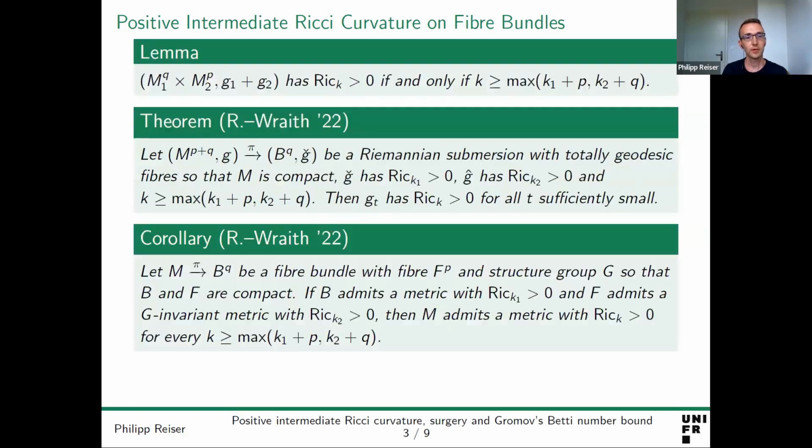Okay. And as for positive Ricci curvature, we get a corollary for fiber bundles. If we have a fiber bundle with fiber F and structure group G, again, everything compact, and we have a metric of positive Ricci K1 on the base and a G-invariant metric of Ricci K2 on the fiber, then the total space also admits a metric with Ricci K positive for every K at least the maximum of K1 plus P and K2 plus Q.